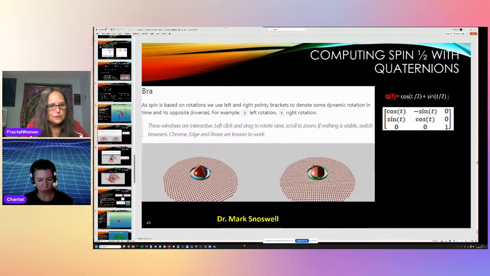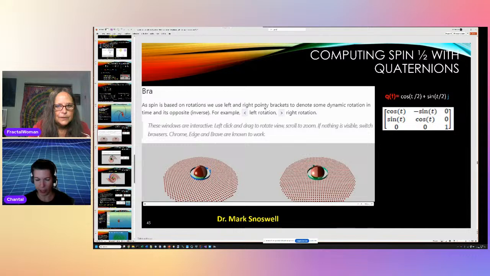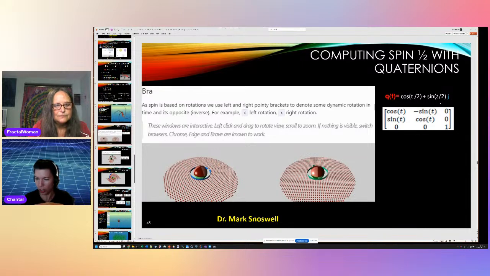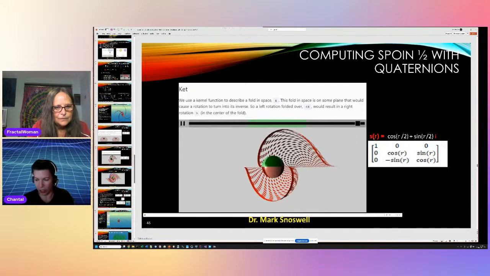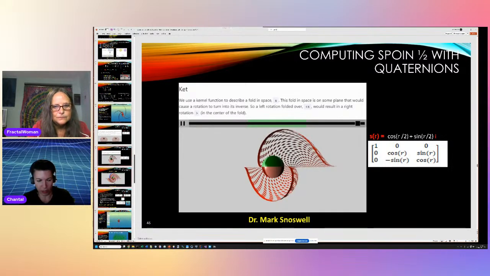Yeah. So Mark Snowswell, he has this nice way of calling it the bracket notation. So I like that. So this left arrow is the time-based quaternion. That's the inverse, and then in the middle you can have the kernel, whatever that is, and you can see here also, you can use it as a matrix. You can view it as a quaternion, right? Then you have the kernel function. Again, you can view it as a matrix. It's very, very simple, really.